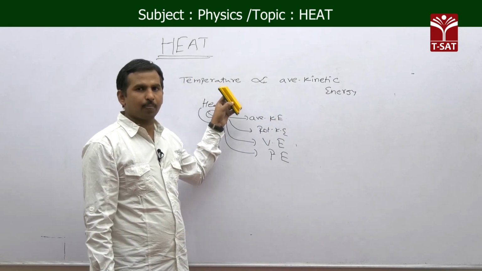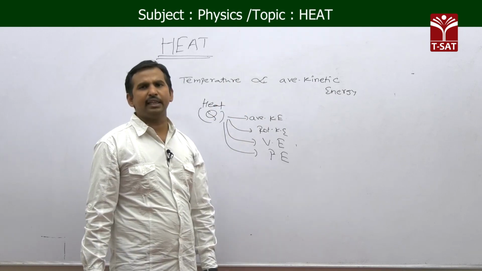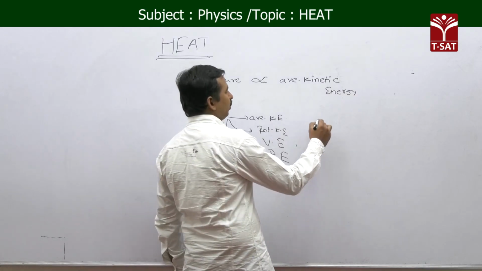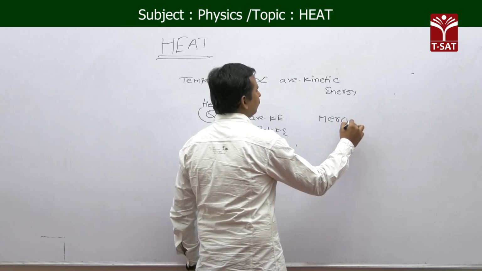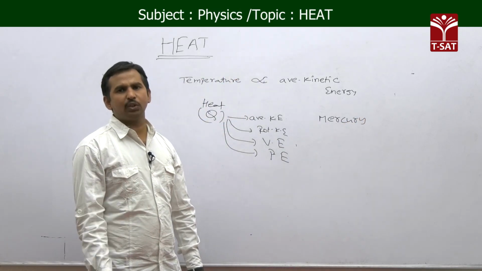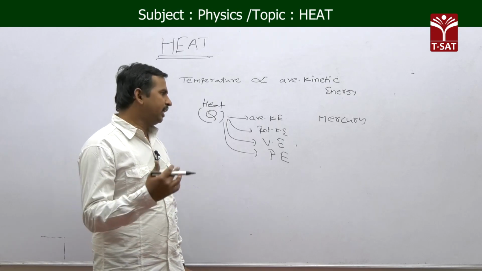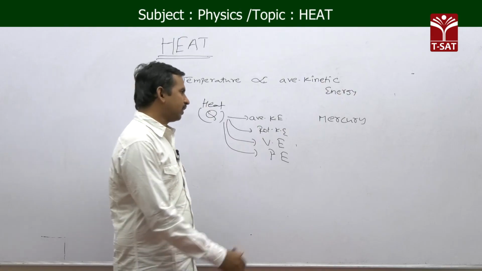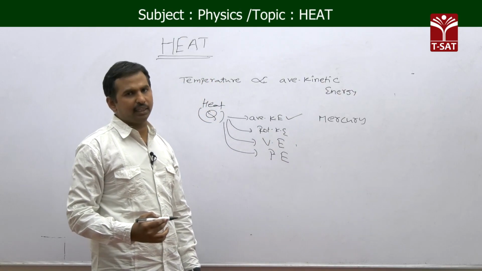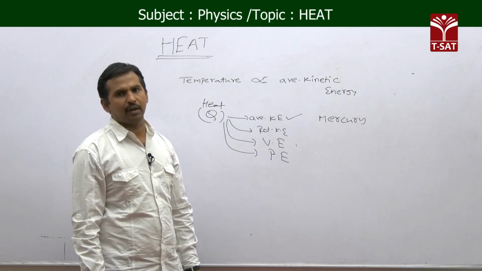If it utilizes the heat energy more for average kinetic energy, then there is a rise of temperature. So it doesn't mean that every body has to increase its kinetic energy when heat is supplied. The best example is mercury. Mercury has a nature that whatever heat energy you give, about 90% is utilized for raising its temperature, meaning it increases its average kinetic energy. So mercury raises its temperature very fast.